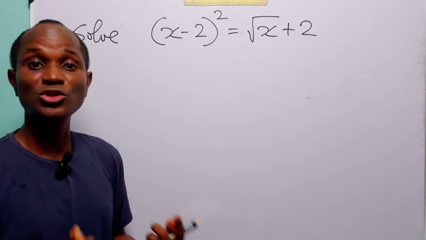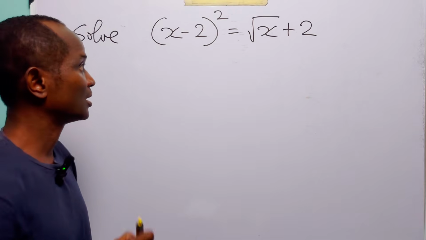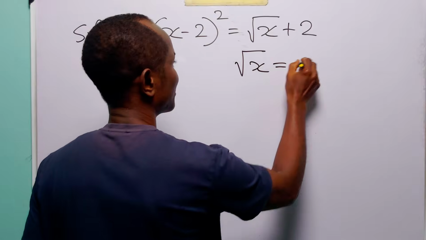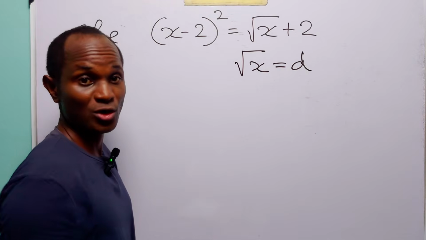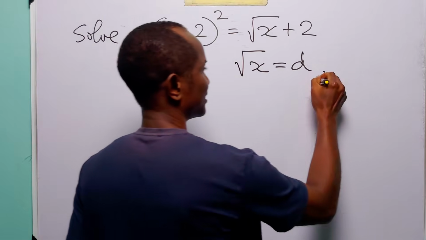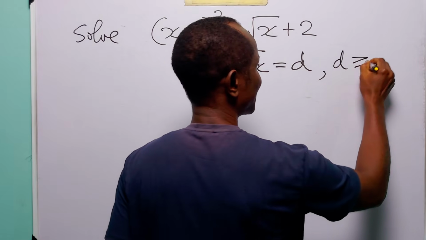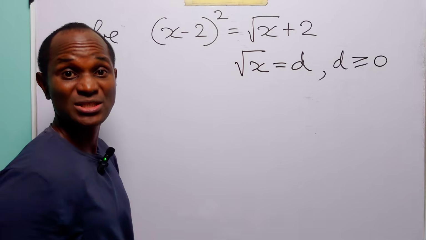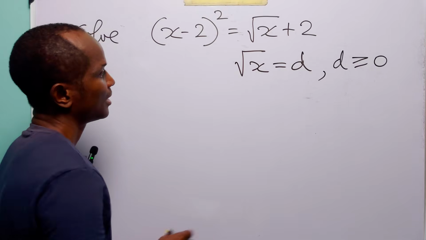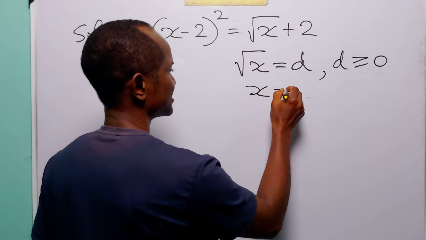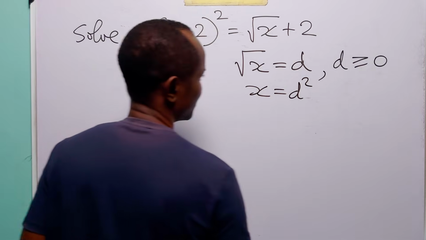And to do this, we are going to start with a substitution. So let the square root of x be equal to d. Of course, you know that with this substitution comes the condition that d must be greater than or equal to 0 because a square root must be positive. Now, when we square both sides of this equation, you have that x is equal to d squared.